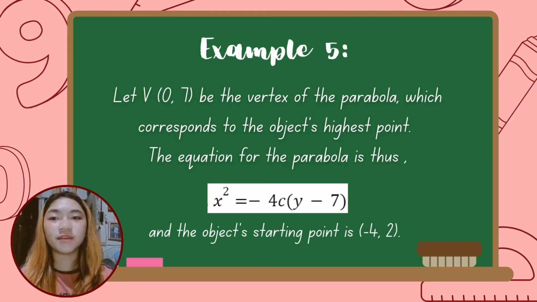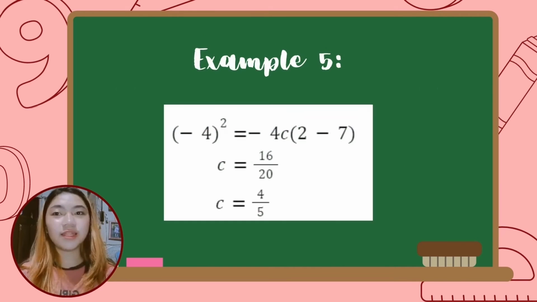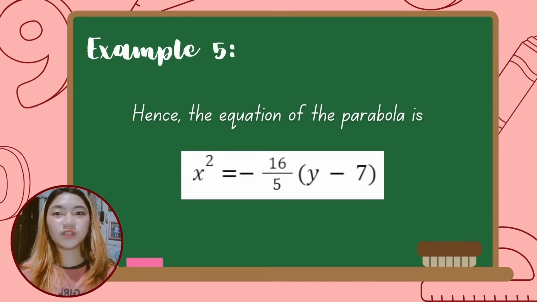Let the vertex (0, 7) be the vertex of the parabola, which corresponds to the object's highest point. The equation of the parabola is thus x squared equals negative 4c times y minus 7, and the object's starting point is (negative 4, 2). Then negative 4 squared equals negative 4c times 2 minus 7, c equals 16 over 20, simplified equals 4 over 5. Hence, the equation of the parabola is x squared equals negative 16 over 5 times y minus 7.